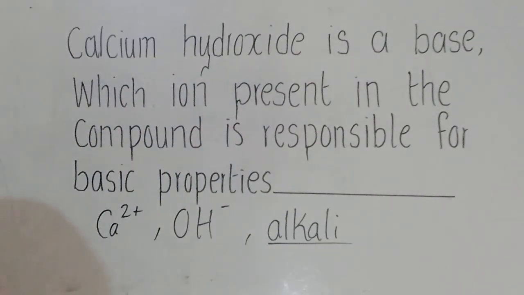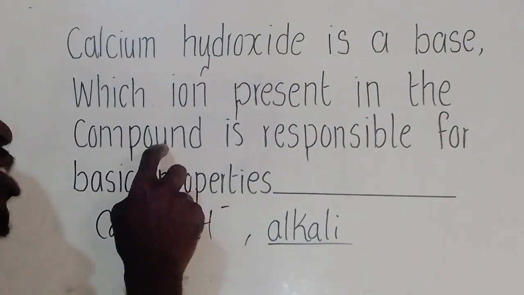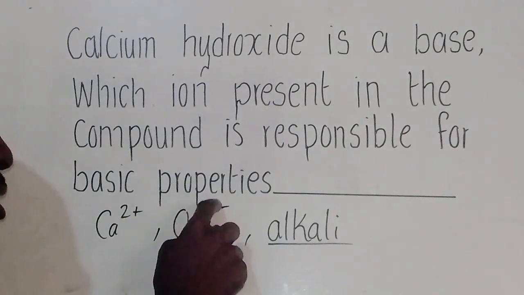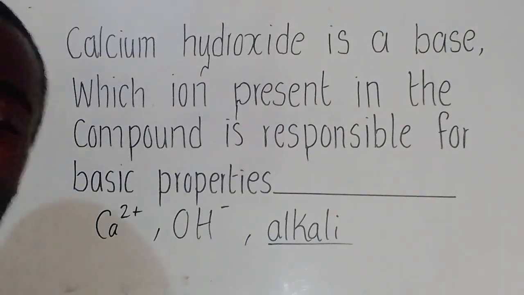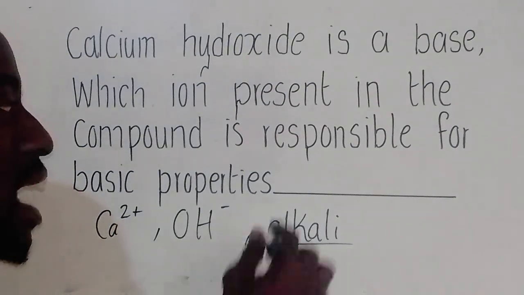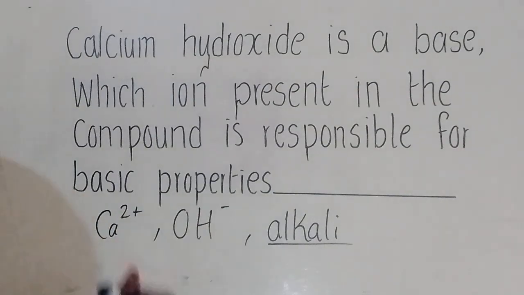So now coming back to the question, it's saying which ion. So there are two ions in simple terms. We have these ones and these ones. So which ion present in the compound? Which compound? This compound is responsible for basic property. So meaning that the base is being determined by which property? The hydroxide ion. So the answer here, it is what? Hydroxide ions, which are negative there.